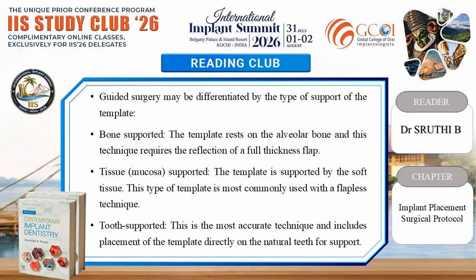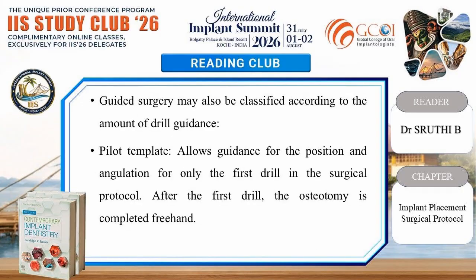Bone supported. The template rests on the alveolar bone, and this technique requires the reflection of a full thickness flap. Tissue or mucosa supported. The template is supported by the soft tissue. This type of template is most commonly used with the flapless technique. Tooth supported. This is the most accurate technique and includes placement of the template directly on the natural teeth for support. Guided surgery may also be classified according to the amount of drill guidance.